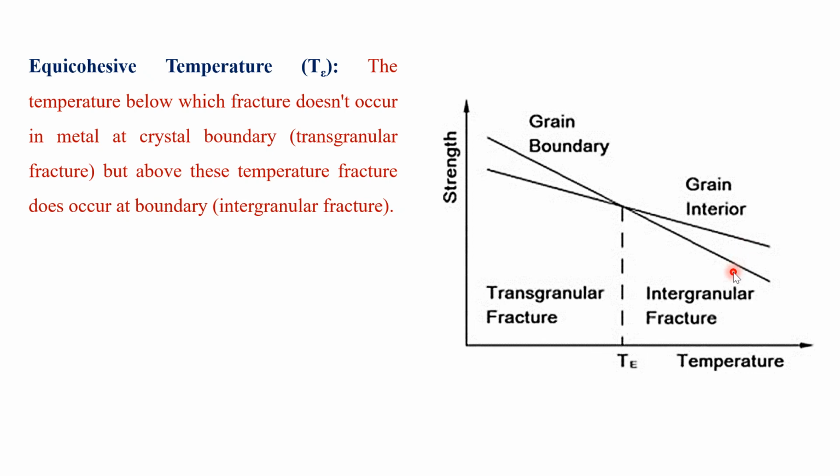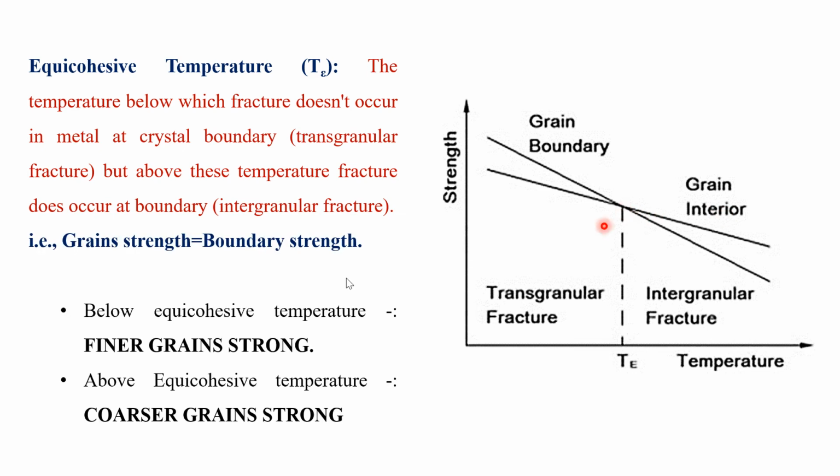This is because grain boundaries are already regions of very high energy, and at high temperature, these high energy grain boundaries become highly mobile. That is, they will be capable of moving with respect to one another and they'll slide past one another. So instead of cracking across the grain or transgranular fracture, intergranular fracture will take place. At small temperatures, the strength of the grain boundary will be higher, but at high temperature, the grain boundaries will become weaker. And at exactly the equicohesive temperature, the strength of the grain boundary and the grain interior will be the same.